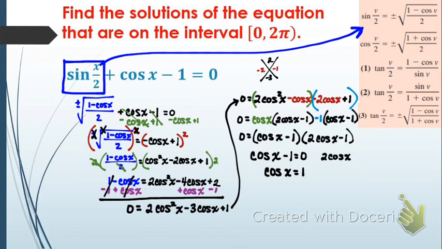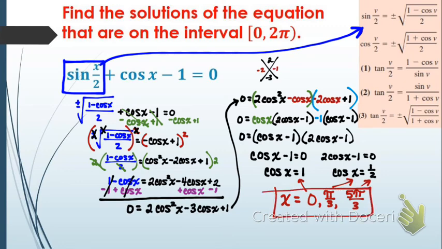2 cosine x minus 1 equals 0. So that means cosine of x is equal to 1/2. Where is cosine x equal to 1? At 0. Where is cosine of x equal to 1/2? Pi over 3 and 5 pi over 3. So those would be my solutions.